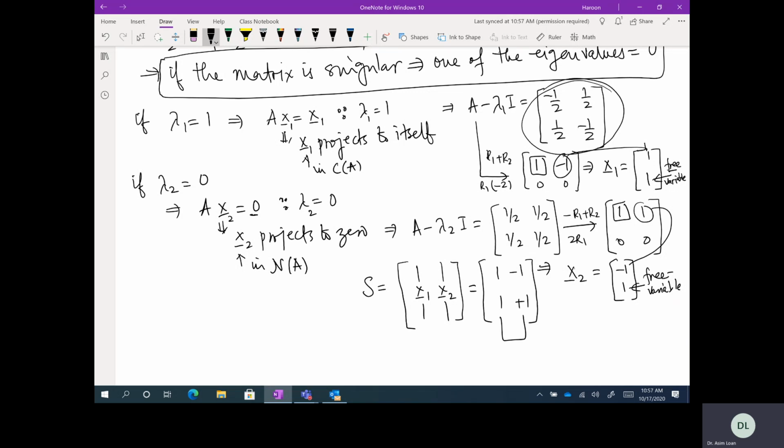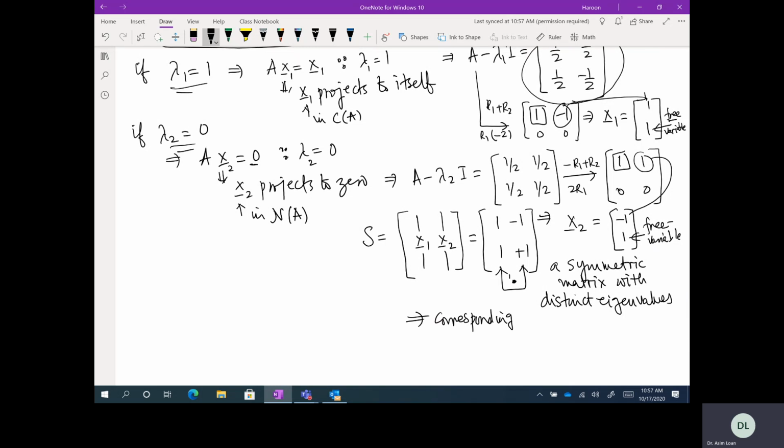If this is a symmetric matrix, you have eigenvectors that are orthogonal. A symmetric matrix with distinct eigenvalues, with distinct meaning not the same, so this is 1, this is 0, implies corresponding eigenvectors are orthogonal. If you take the dot product of these two vectors, this is 0.